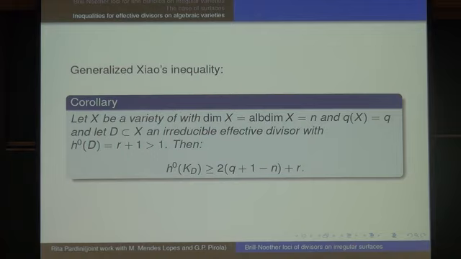The 2 bounds before give you a generalization of Shaw's inequality to higher dimension. You just add the 2 bounds, and so if you have a divisor, a reducible divisor that moves in a linear system, then you have this bound. If R equals 1, you recover Shaw's bound. With n equals 2 and R equals 1, you recover the original Shaw's bound.